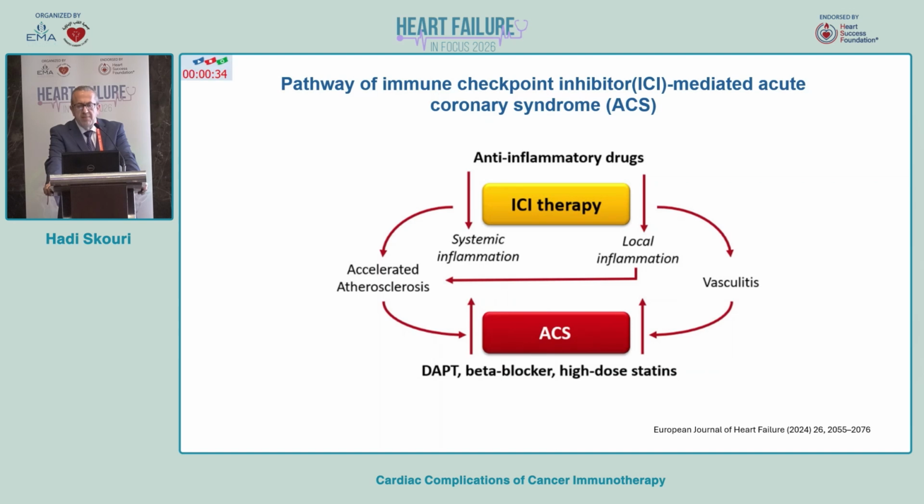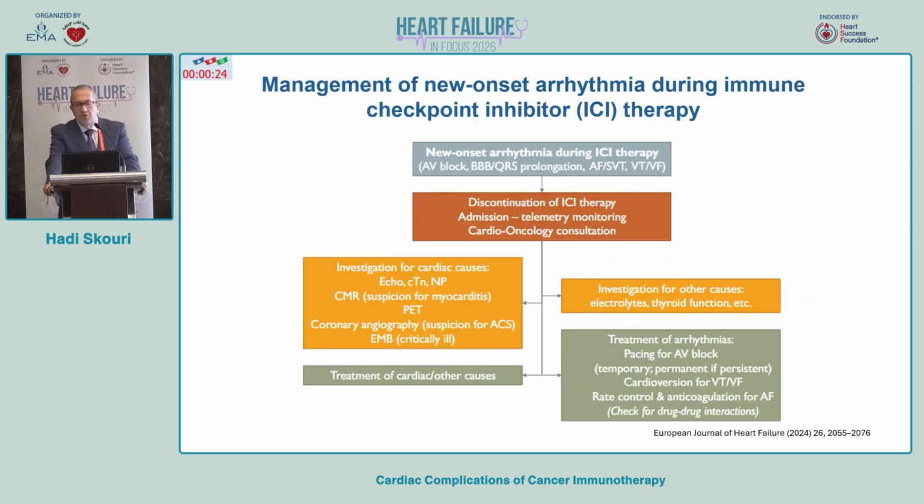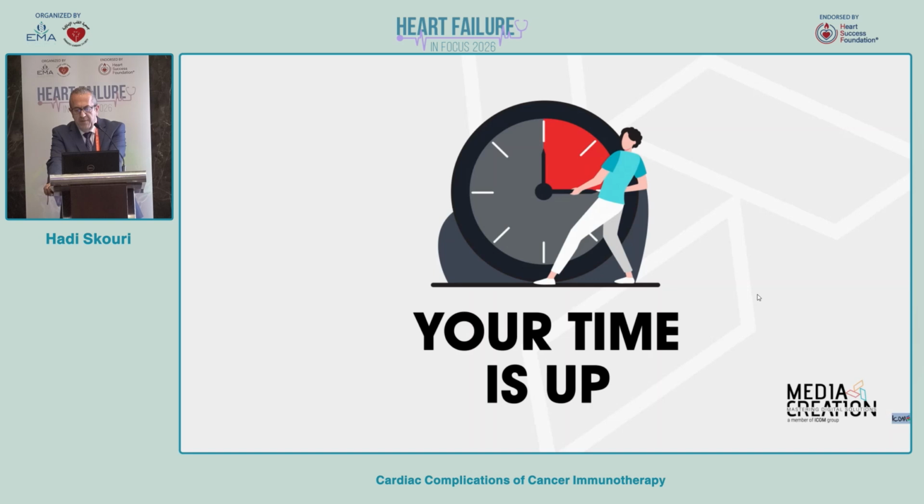Another complication other than myocarditis is acute coronary syndrome, and we treat it accordingly. We stop the ICI and treat with dual antiplatelet, beta blockers, and high-dose statin. The last is new onset arrhythmia. We have to discontinue ICI, admit the patient, consult cardio-oncology, investigate for myocarditis by cardiac MRI, investigate with coronary angiography, and consider the need for endomyocardial biopsy, especially in very critical patients, and treat according to the cardiac disorder, treat arrhythmias with pacing, and treat VT or VF as well as AF by rate control.